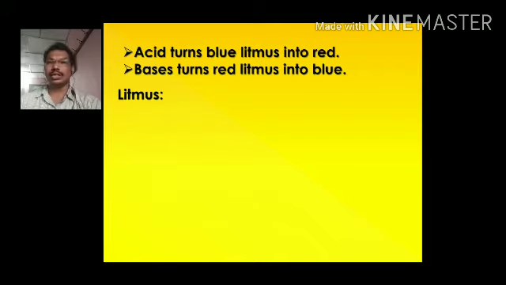Now, acid turns blue litmus into red and bases turn red litmus into blue. Here one mnemonic is there. The first letter of base is B and the first letter of blue is also B. So BB means bases turn red litmus into blue color. You can remember it like this.